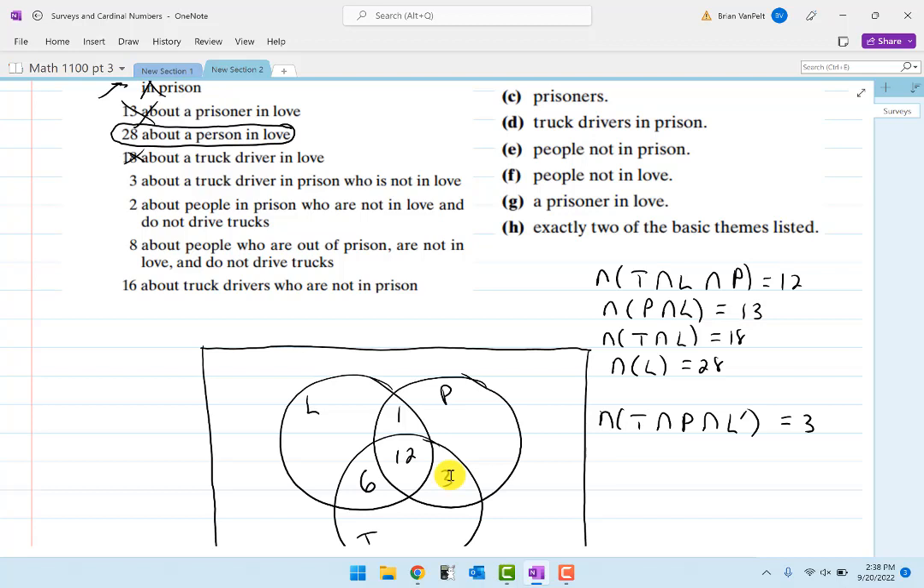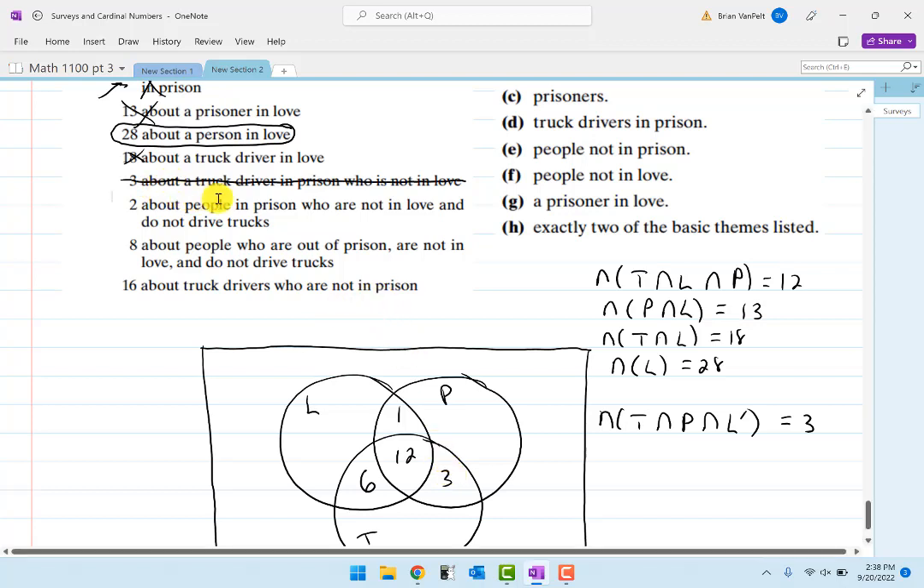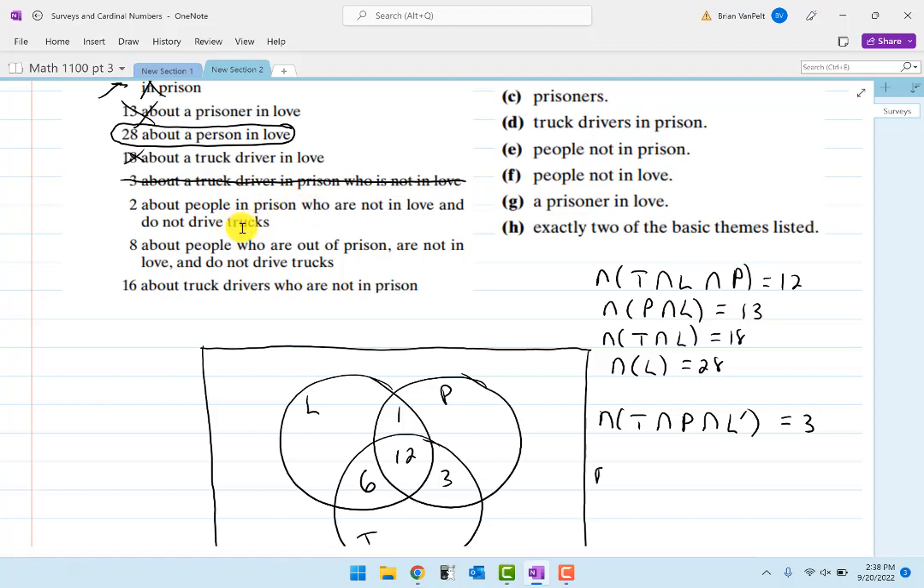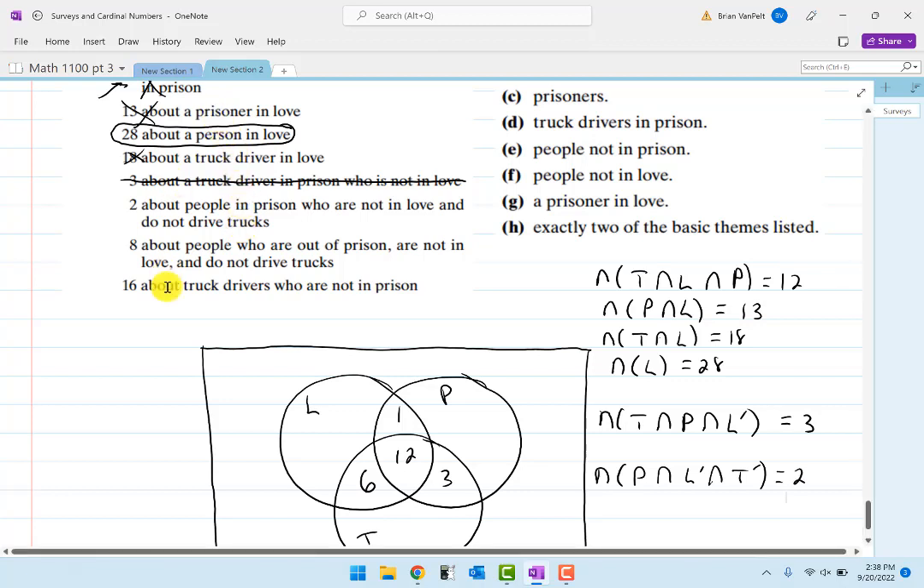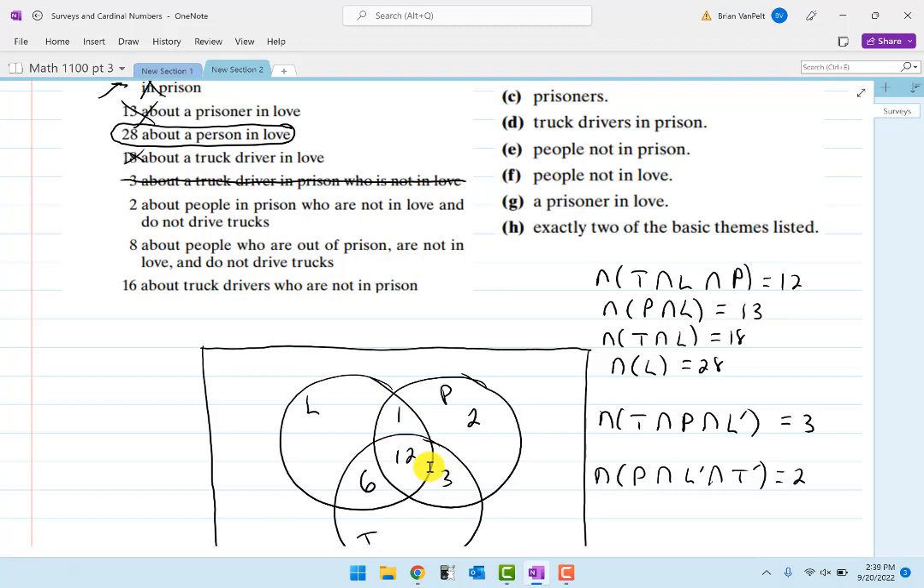Moving on, let me just do that, it's easier. 2 people in prison who are not in love and do not drive trucks. So the number of people in prison, not in love, not driving trucks, is equal to 2. Prison, not in love, and no trucks. Well, that's these guys right here. So there's a 2 that goes into that spot.